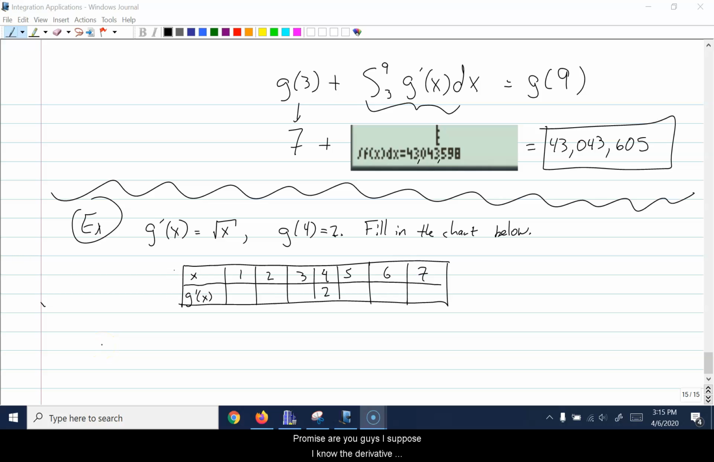Okay, so suppose I know the derivative of a function g. I know the derivative is the square root of x. And I also know some point about g. Suppose I know that g of 4 is 2. Hey, notice the square root of 4 is 2. That's not why g of 4 is 2.